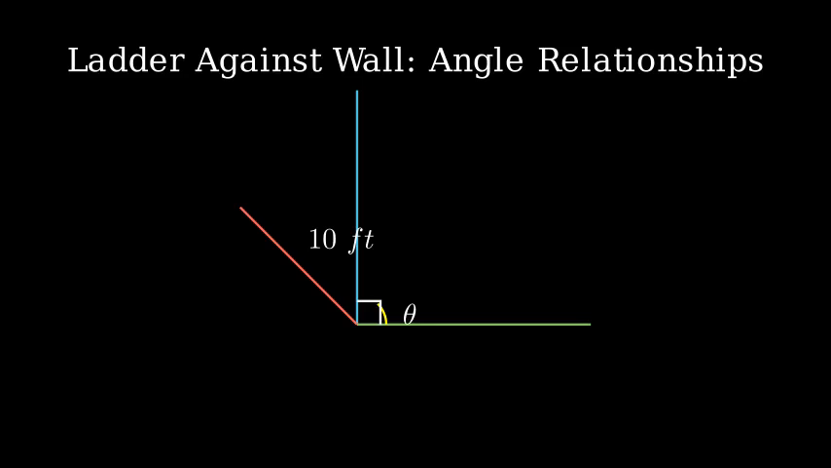Let's define our variables. We'll call the angle between the ladder and the ground theta. Let's call the distance from the wall to the base of the ladder x. And the height up the wall where the ladder touches, we'll call h. This forms a right triangle where the ladder is the hypotenuse.